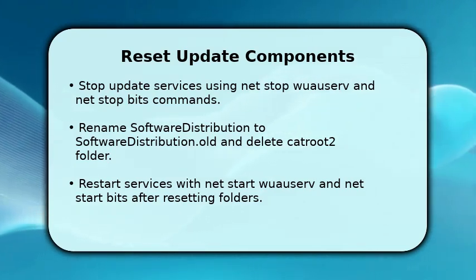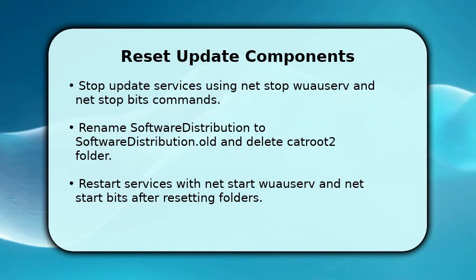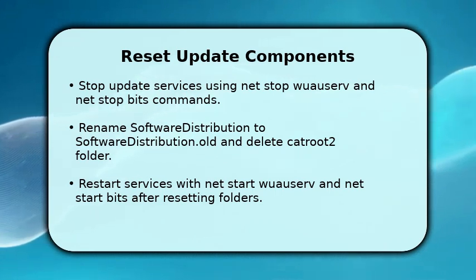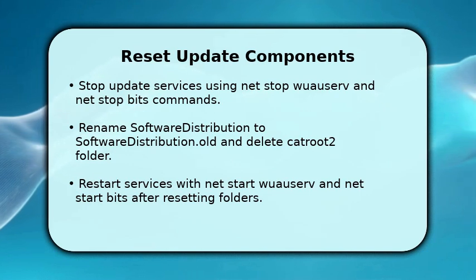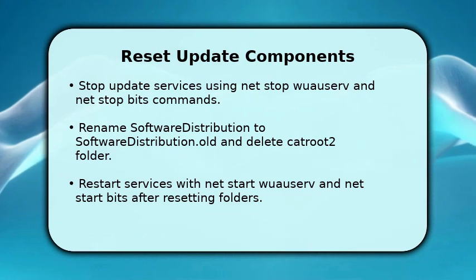Open an elevated command prompt as administrator and run net stop wuauserv and net stop bits to stop services. Rename C:/Windows/SoftwareDistribution to SoftwareDistribution.old and remove C:/Windows/System32/catroot2 folder to clear caches. Restart services using net start wuauserv and net start bits so Windows recreates those folders cleanly.